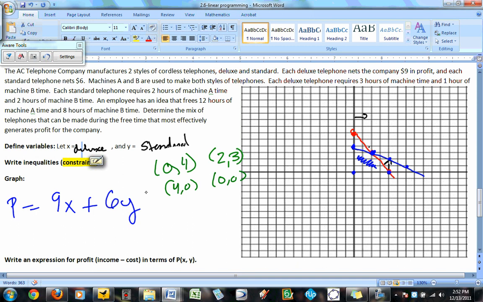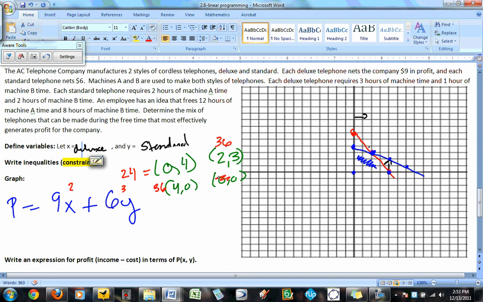All right, in order to figure out our maximum profit, let's go ahead and plug these in. X is 0, so for this case, if we plug it in, we get 4 times 6, which is 24. 2, 3, so if I plug 2 in for X and 3 in for Y, I get 18 plus 18, which is 36. If I plug 4 in for X and 0, I also get 36. And if I plug 0, 0, I'm obviously getting 0.